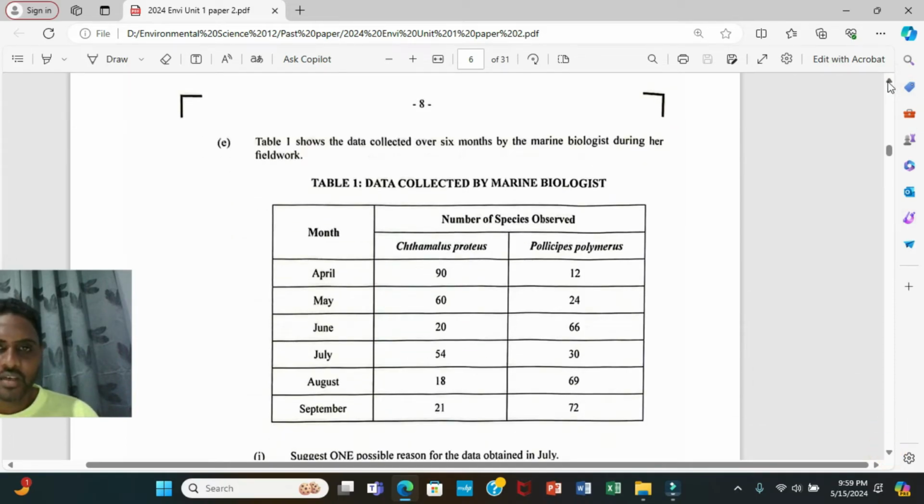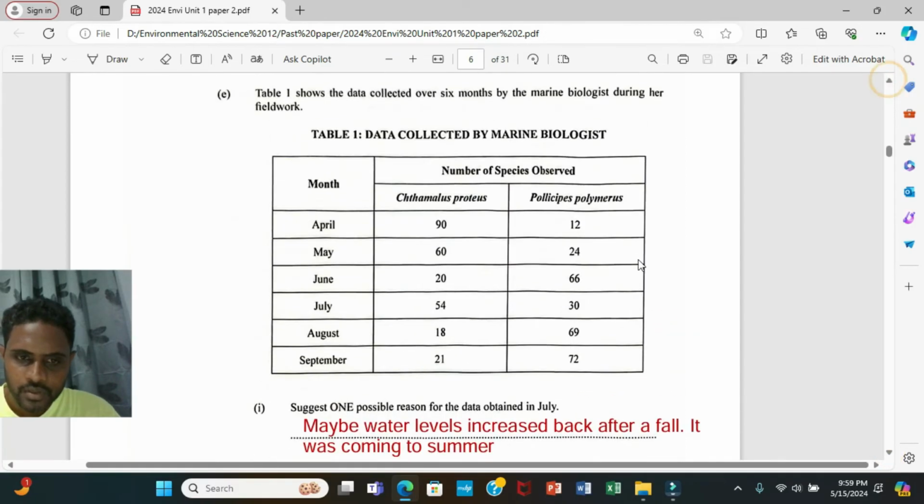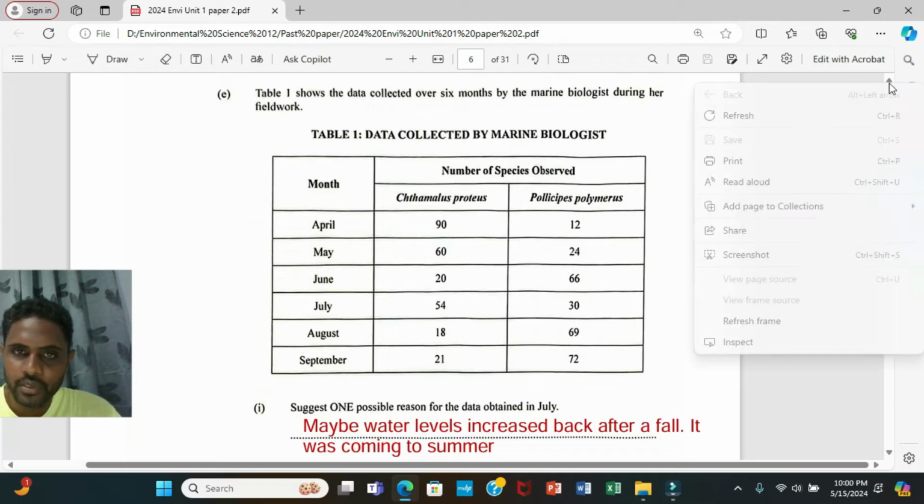Table one shows data collection over a 6 month period by the marine biologist during her fieldwork. The question says, suggest one possible reason for the data obtained in July. What I have is that maybe the water level increased back after a fall. It was coming to summer. So what happened up here?